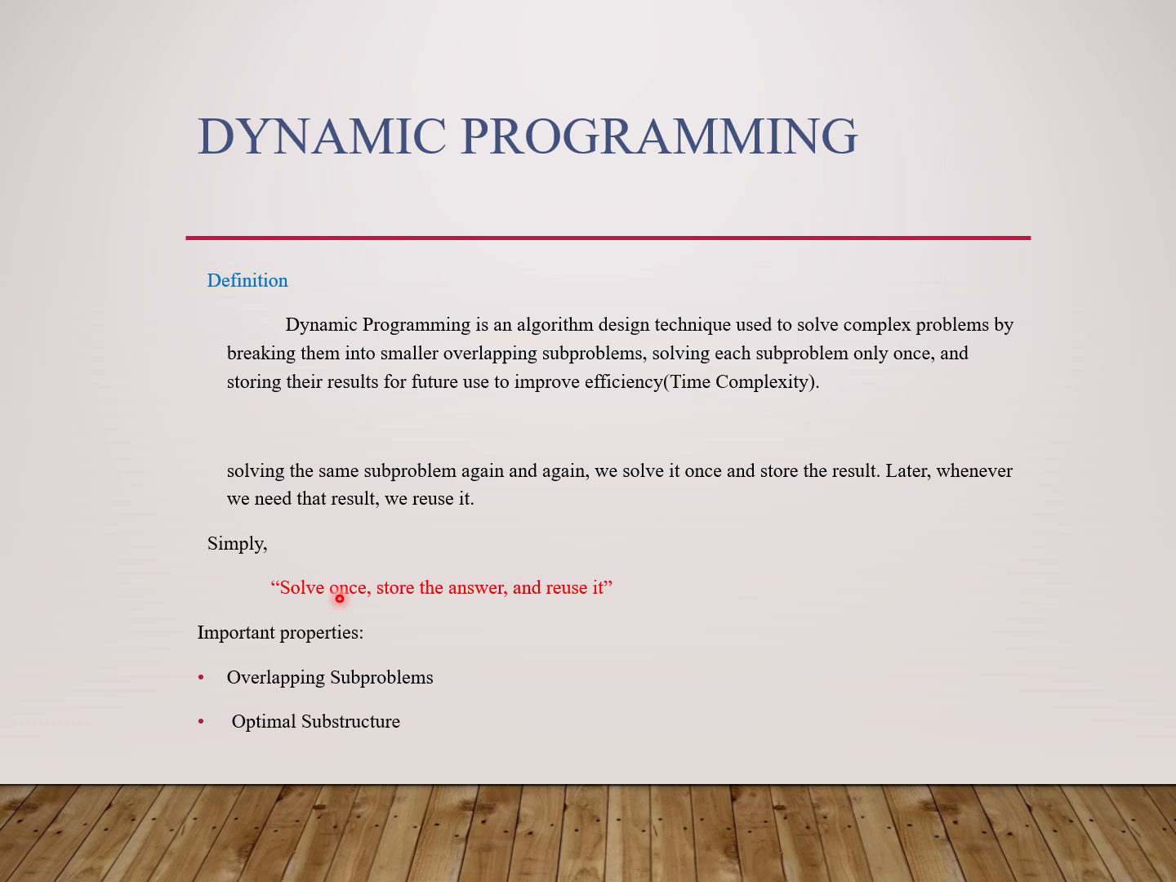But dynamic programming stores the intermediate solutions for future use. It is used to solve optimization problems. So it is simply called: solve once, store the answer and reuse it. There are two important properties: overlapping subproblems and optimal substructure.